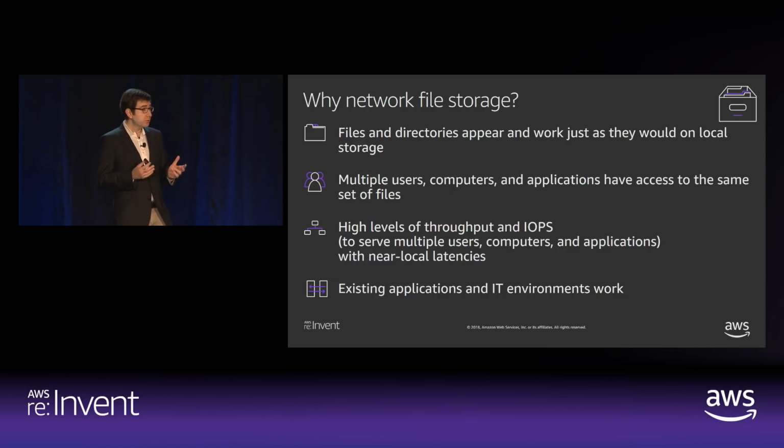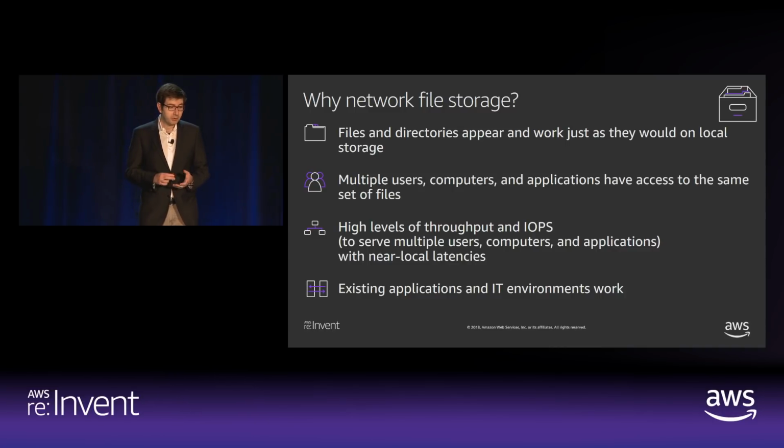Network file storage also generally provides high levels of throughput and IOPS, and that's really because if you have a number of users or applications or servers accessing the same set of data, you need to provide high levels of throughput and high levels of IOPS so they can do all of that concurrently. And most network file storage really provides near local latencies, because latencies are very important for a lot of applications.